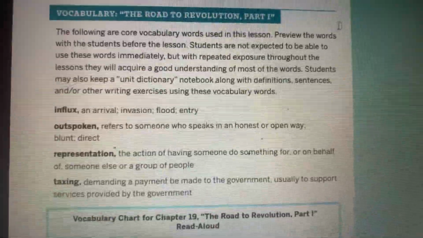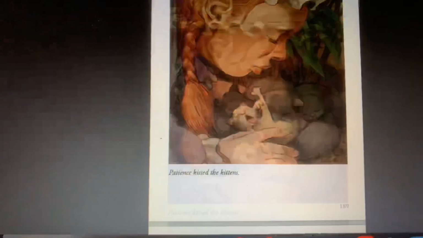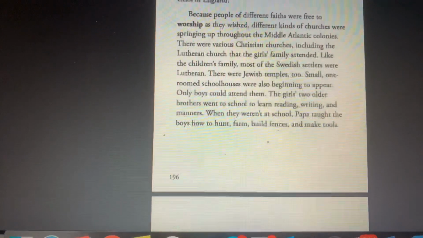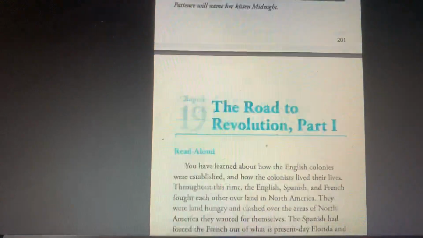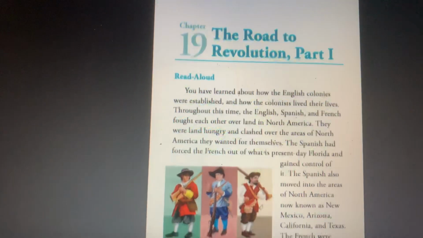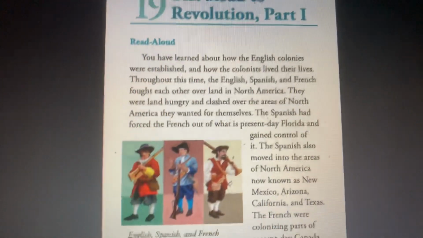Okay, I'm going to get right into our reader. I'm just going to scroll a little bit to get to our chapter 19. Okay, chapter 19, The Road to Revolution, part 1.